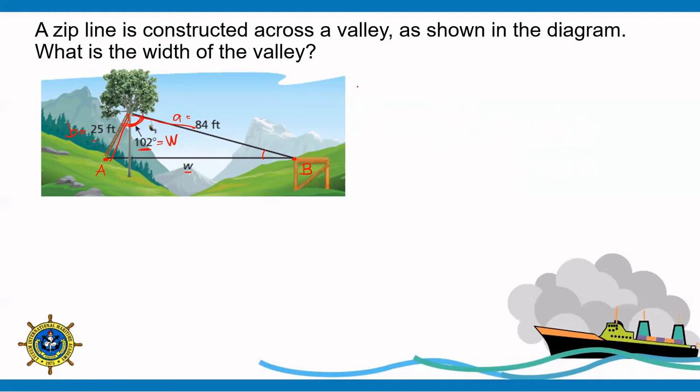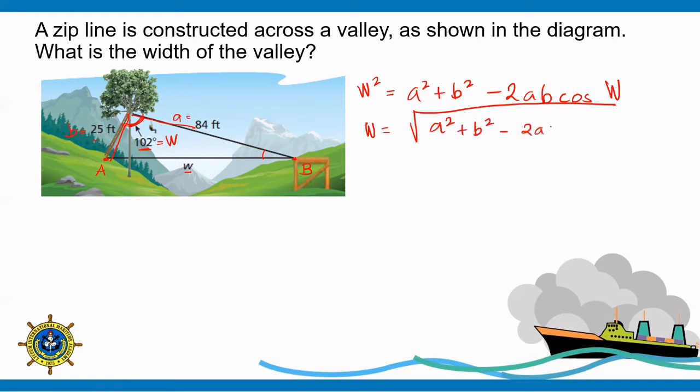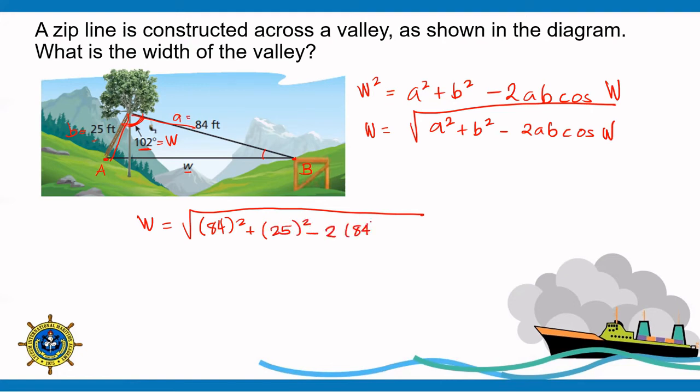So ang formula natin will be W squared is equal to A squared plus B squared minus 2AB times cosine W. So to solve for W, again, you just have to get the square root of everything. So that's the square root of A squared plus B squared minus 2AB times cosine W. So kung isa-substitute po natin to, ang A po natin is 84, so squared, plus yung B natin, that's 25 squared, minus 2 times 84 times 25 times the cosine of 102 degrees.